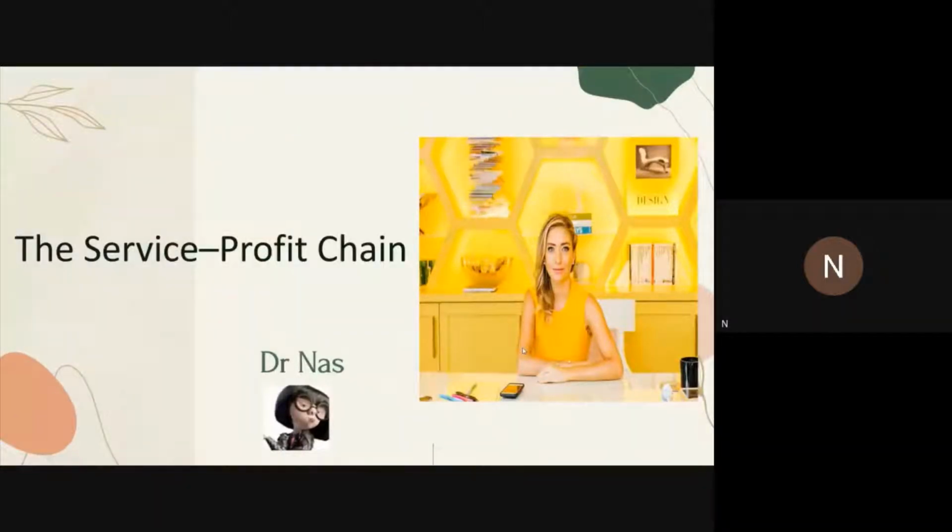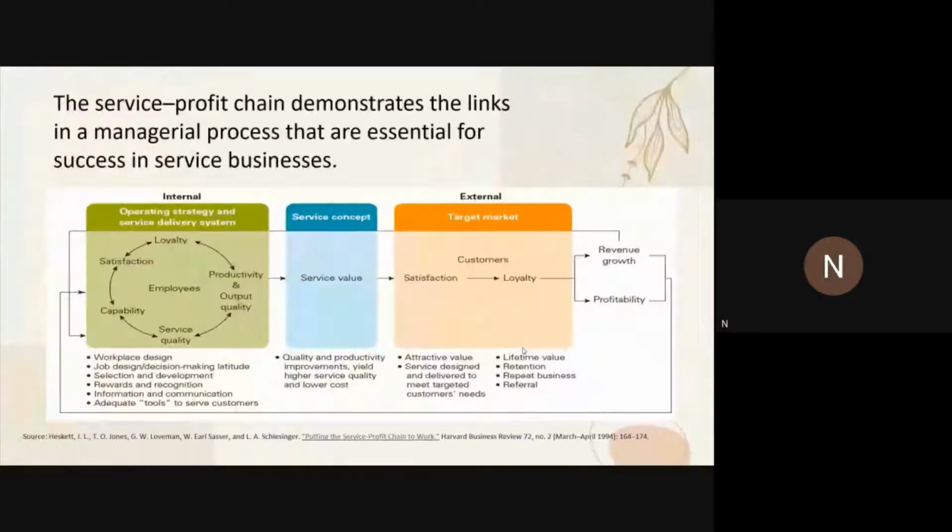Hi everyone, the topic that I would like to share today is service profit chain. What is service profit chain? Service profit chain explains the relationship between the service and profit of the organizations.